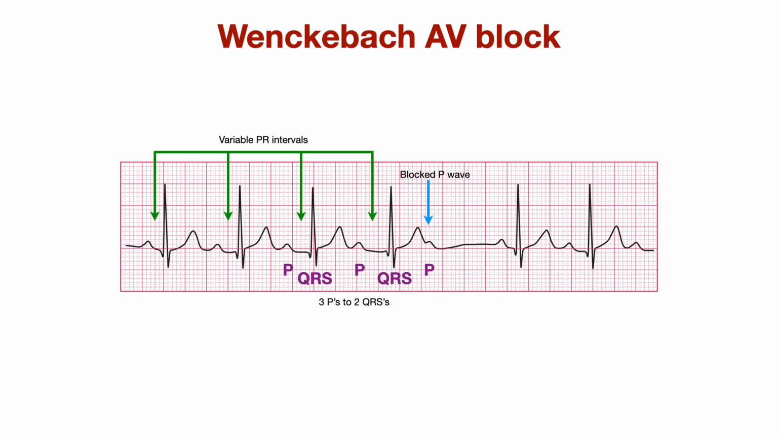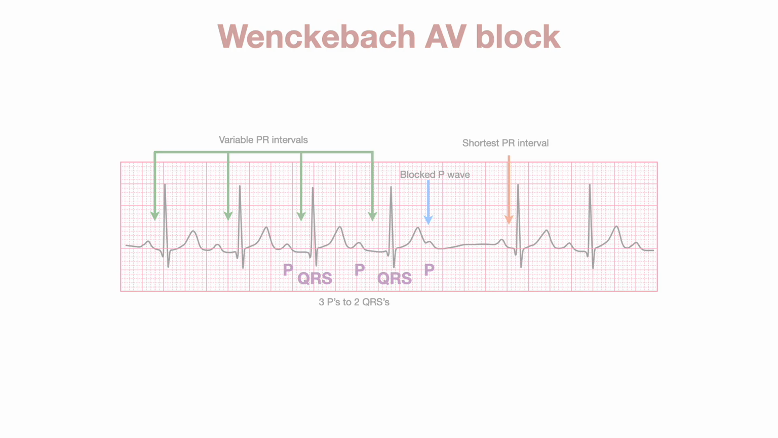That is 3-to-2 AV block. There may of course be more than 2 conducted P waves before a block of a single P wave, such as a 4-to-3 block. It is crucial to remember that the first conducted beat after the block has the shortest PR interval in a Wenckebach sequence.